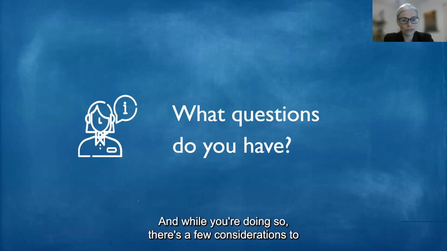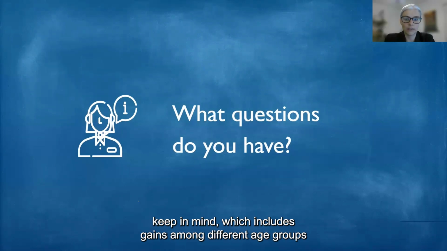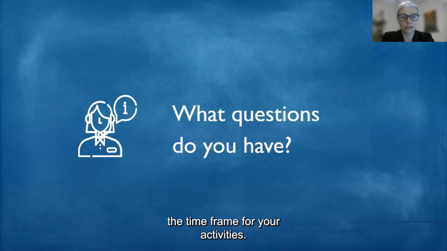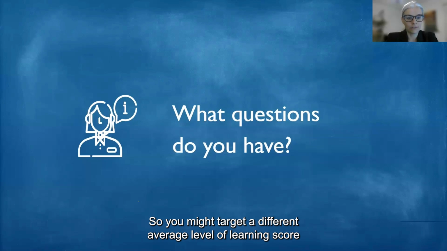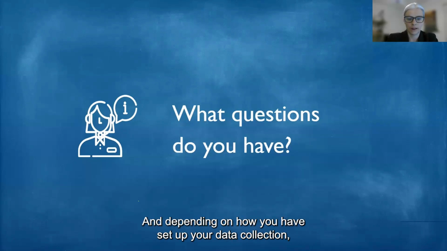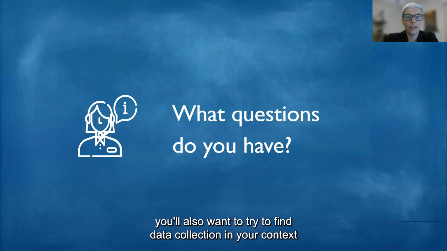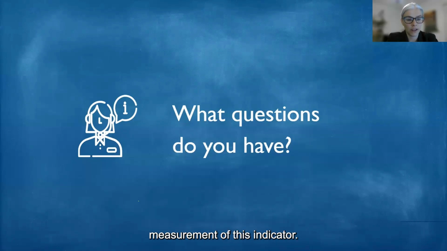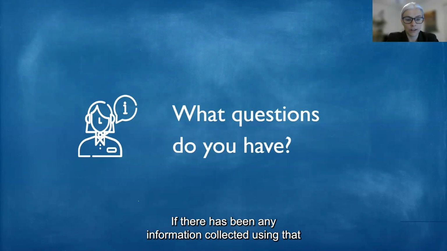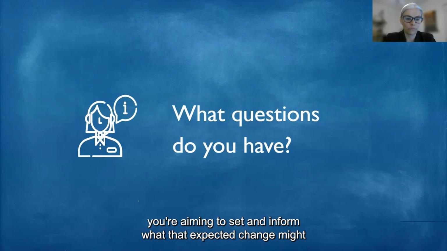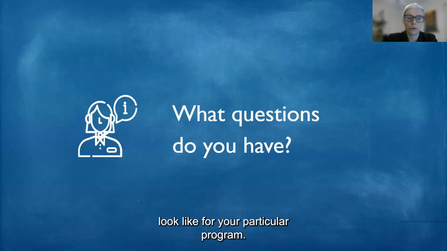And while you're doing so, there are a few considerations to keep in mind, which include gains among different age groups, and then different learner groups of interest, as well as the time frame for your activity. So you might target a different average level of learning score for a program that's working for 1 year as compared to one that's working for 5 years, and depending on how you have set up your data collection. You'll also want to try to find data collection in your context using the tool that you're proposing to use for measurement of this indicator. If there has been any information collected using that tool, you can use that to contextualize the targets that you're aiming to set and inform what that expected change might look like for your particular program.